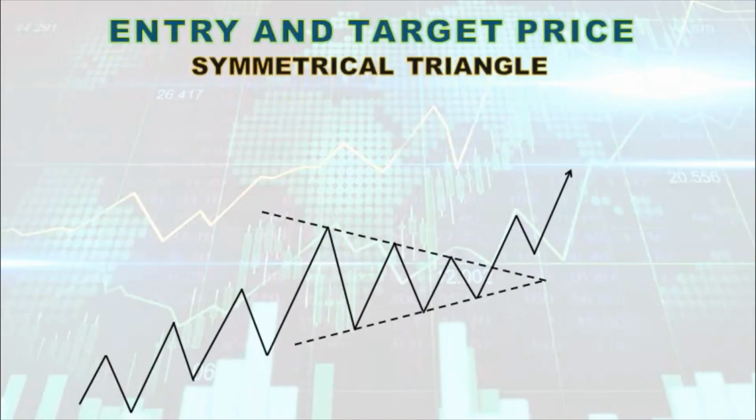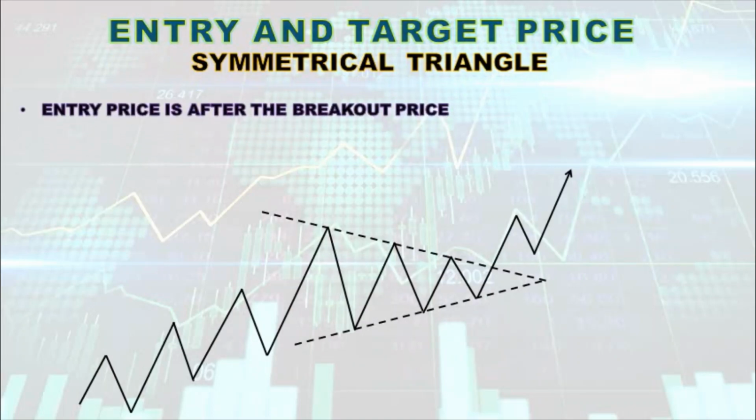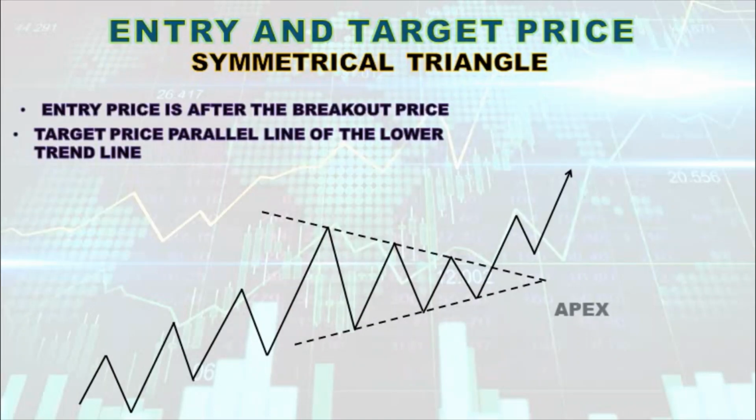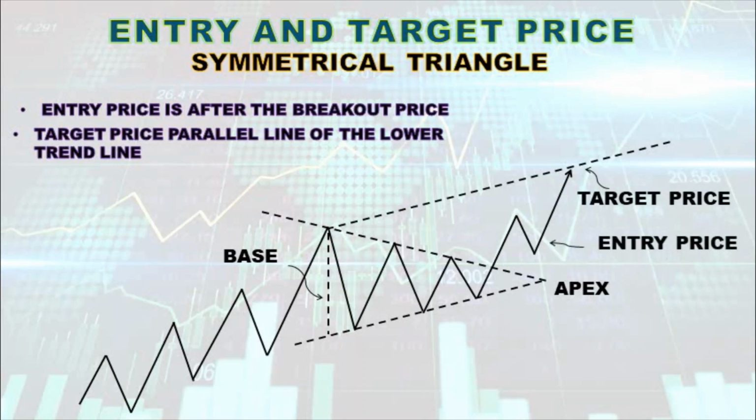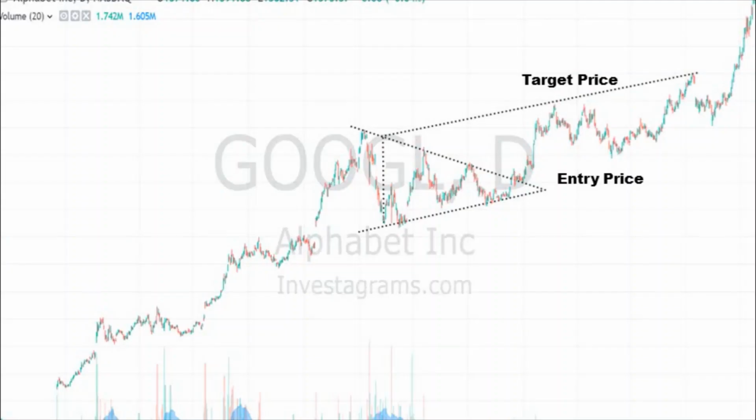The second possibility of estimating the target price is to draw a line parallel to the lower trend line and connect it to the top of the base of the triangle. Another way of projecting the target price is using the lower trend line, connecting to the tip of the base.